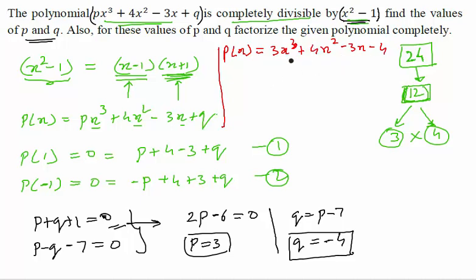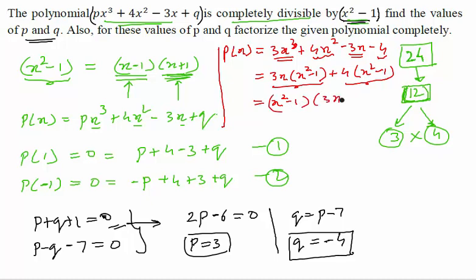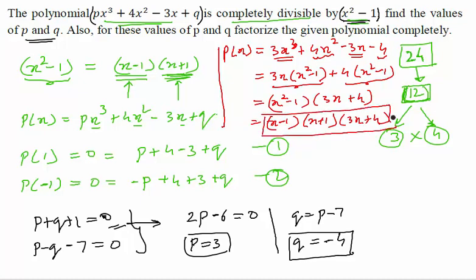Now you can club the first and third terms. If you do this, you can take 3x common and you will be left with x square minus 1 inside. Next you can combine minus 4x square and minus 4. If you take minus 4 common, you will be left with x square minus 1 inside. Now in these two terms, you can take x square minus 1 common, so you will get x square minus 1 into 3x minus 4, and x square minus 1 can be further factorized as x minus 1 into x plus 1. This is how you can factorize the given polynomial completely after using the values of p and q which we just found.